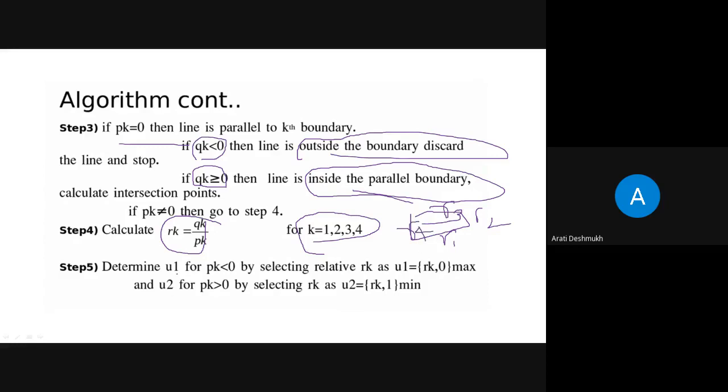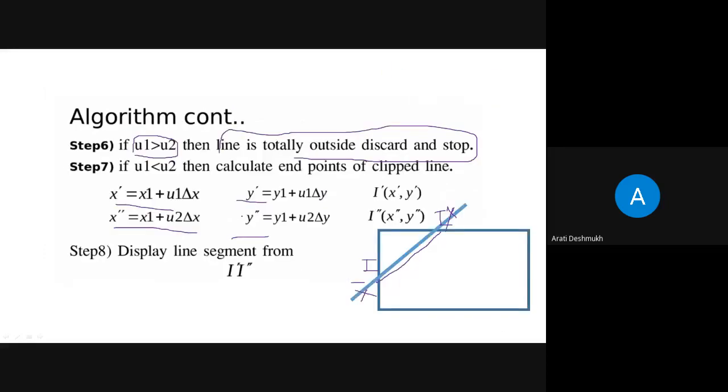And after that, we want to find the intersection point. So we use u1 and u2, where u1 is the maximum value and u2 is the minimum value. If u1 is greater than u2, it is totally outside, because if the minimum value is greater than the maximum value, then we discard it. After that, we calculate the inner points using this formula: x dash is equal to x1 plus u1 into delta x, and y dash is equal to y1 plus u1 into delta y.